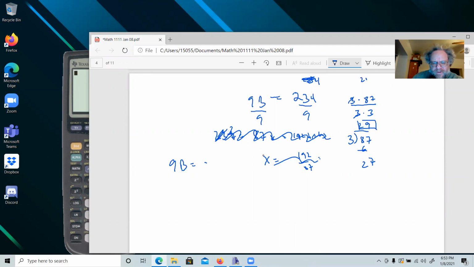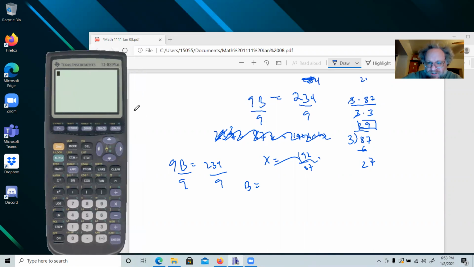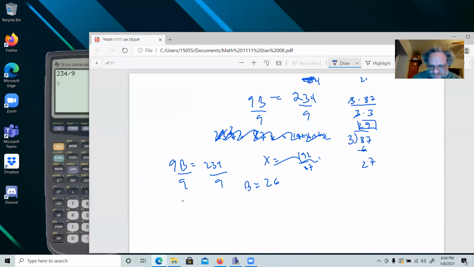So 9b was equal to 234. What the heck was I thinking here? B equals 234 divided by 9, which is 26. That looks like a good number for how many bricks are in a wall. All right, so let's go on from that.